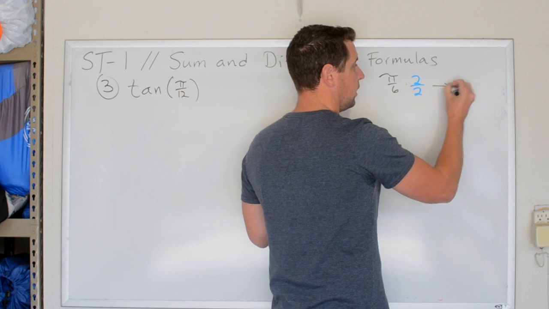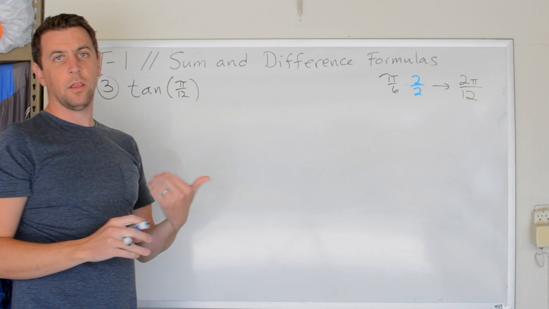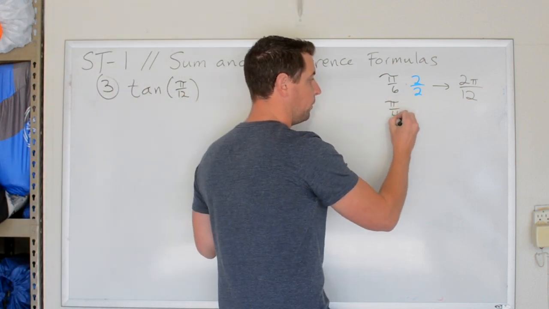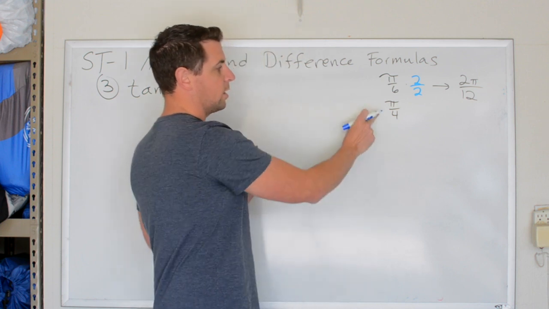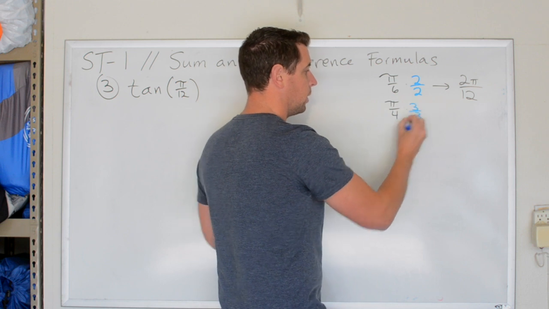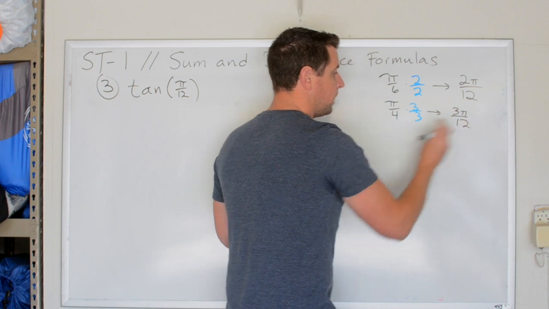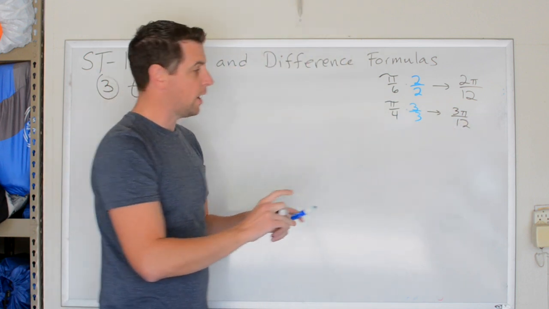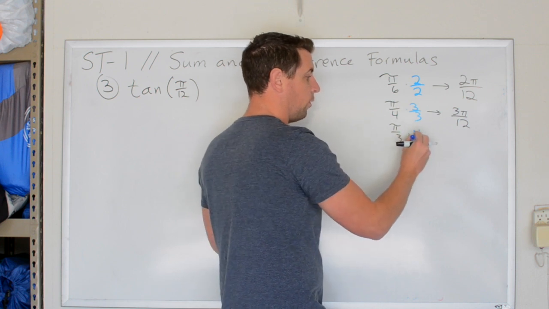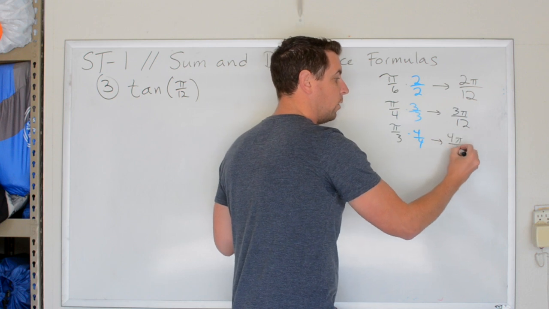And that would give me 2 pi over 12. And if I do that with the other radian measurements that we know on the unit circle, I could do that with pi over 4, which then in this case, I'm going to multiply by 3 over 3, and that would turn this one into 3 pi over 12. And lastly, I would do the same thing with pi over 3, and I'd multiply this by 4 over 4, because when I multiply that, this turns into 4 pi over 12.